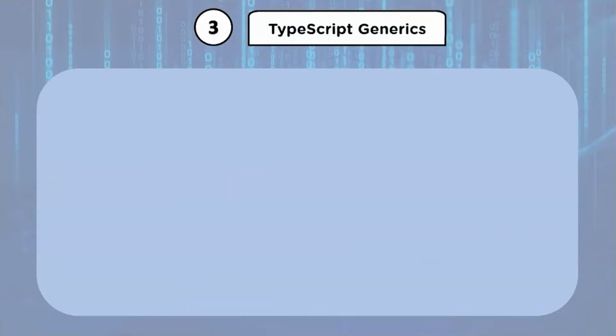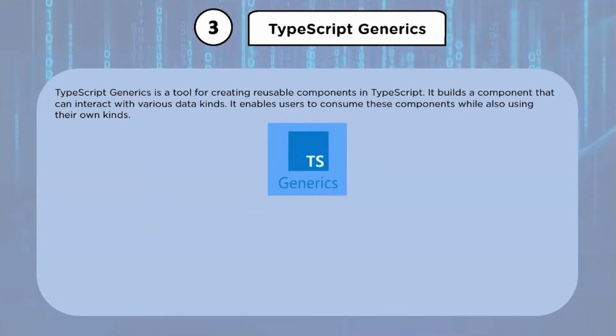Type generics. Type generics is a tool for creating reusable components in TypeScript. Rather than working with a single data type, it builds a component that can interact with various data kinds. It enables users to consume these components while also using their own kinds. Generics ensure that the software is both adaptable and scalable over time.